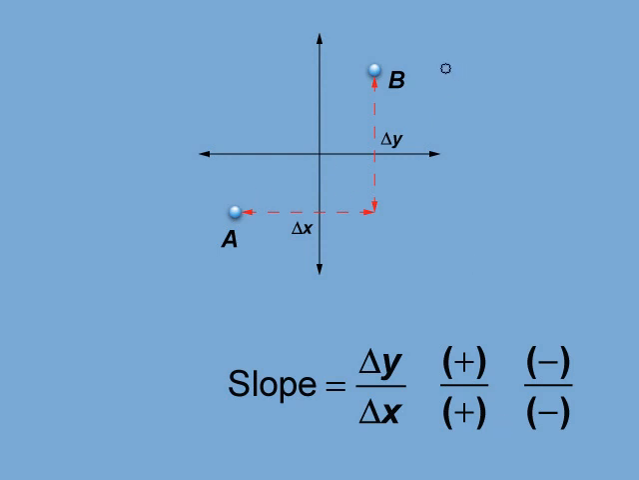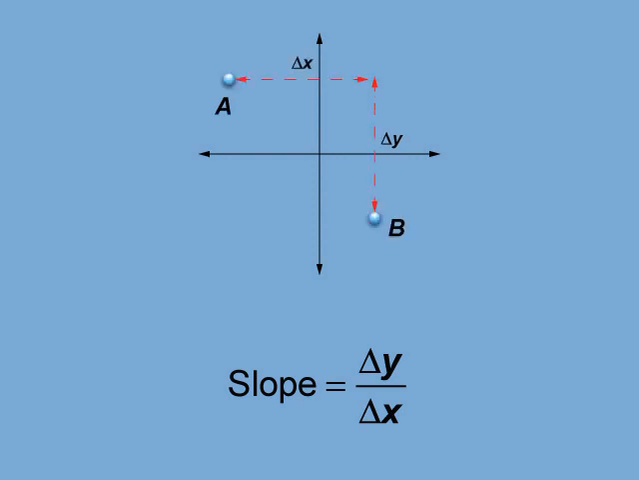Also, A and B can be in different quadrants from what's shown here. This is one possibility, as is this one. There are other possible configurations. So long as point B is up and to the right of A, the slope is positive. Another case is where B is to the right and below A, as shown here. In this case, the slope of the line connecting these 2 points is negative.